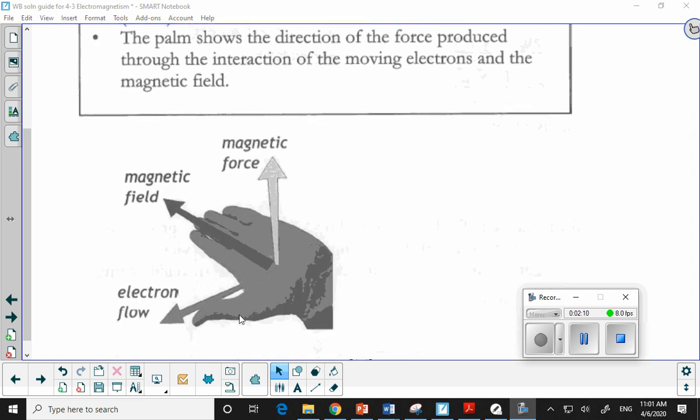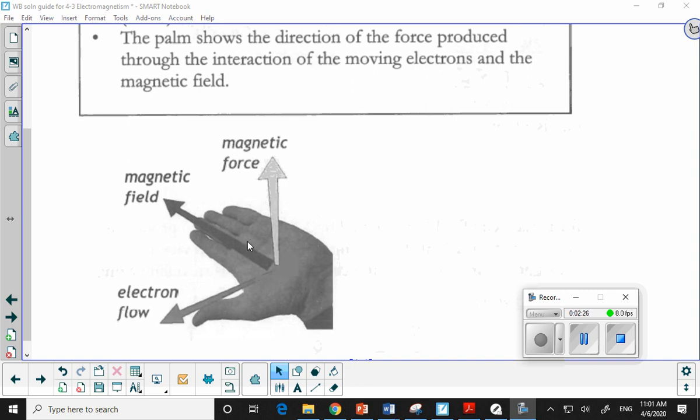So the thumb is the direction of the charge. Left hand for electron flow. Right hand for positive particles. Fingers in the direction of the magnetic field. And then your palm points in the direction of the magnetic force.